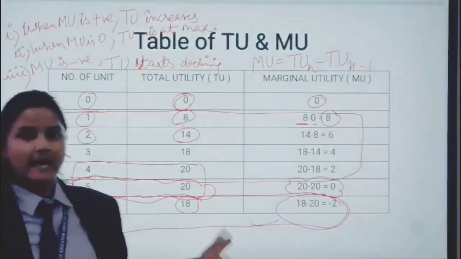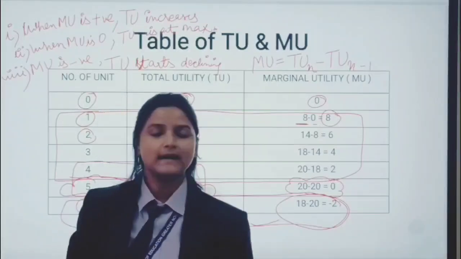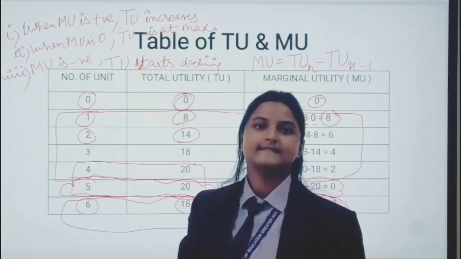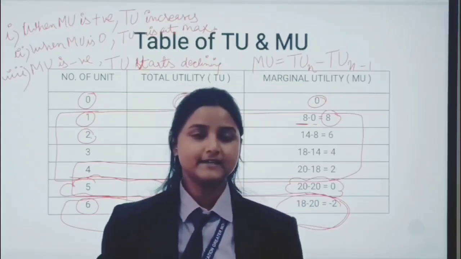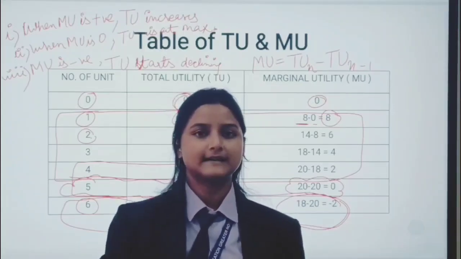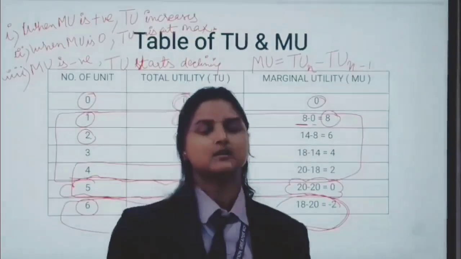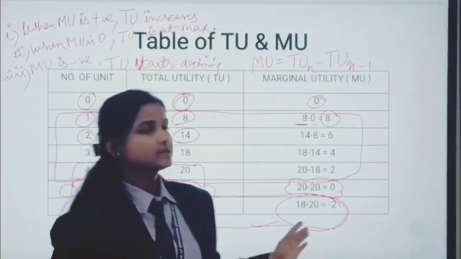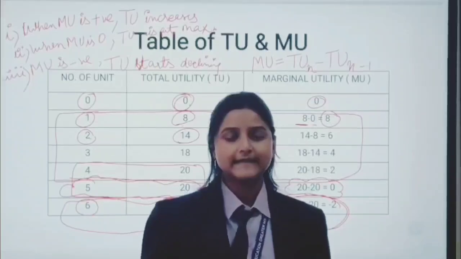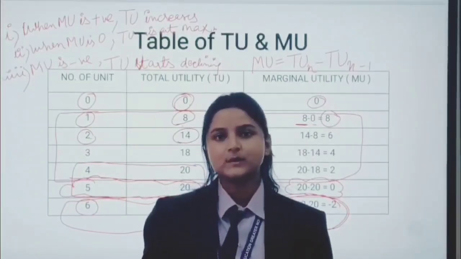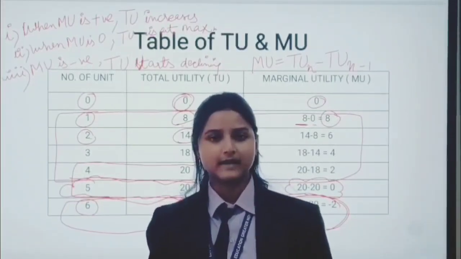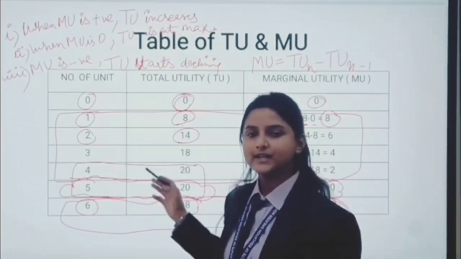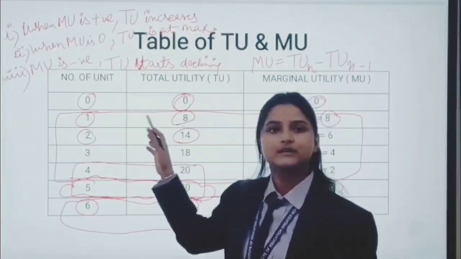So this is how we will calculate TU and MU, and by concluding all this we will get to know the two approaches, that is cardinal and ordinal. And so what we have learned today is the theory of consumer behavior from two approaches, that is the cardinal approach and ordinal approach, and the calculation of TU and MU, and the main relations between TU and MU.